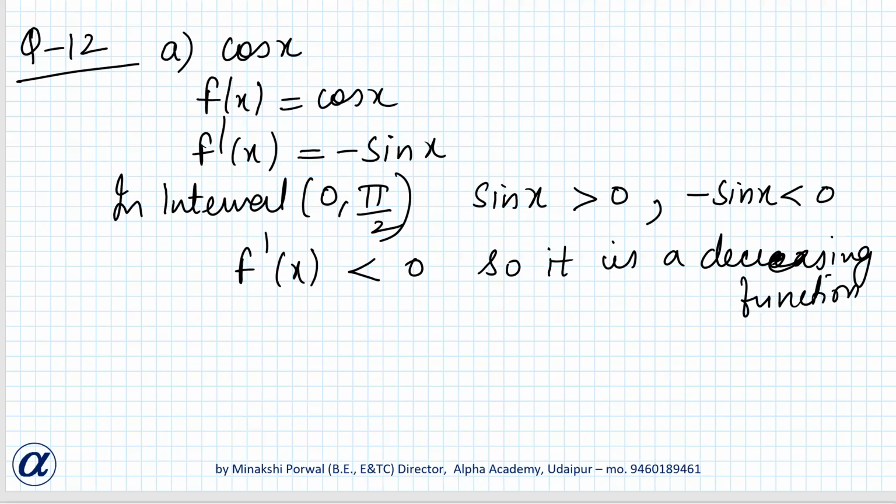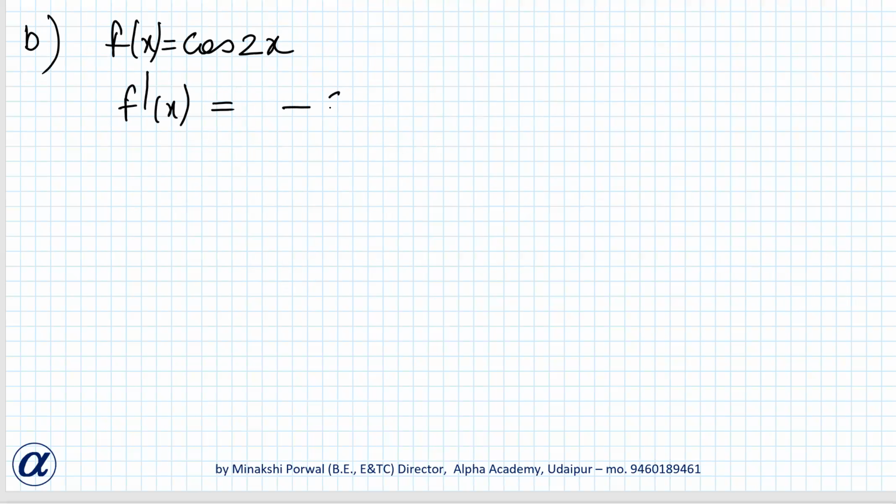Okay. Next, part B. Cos 2x. So f(x) equals cos 2x. f'(x) will be equal to minus sin 2x into 2. Okay. Now, the interval is x belongs to 0 to pi by 2.